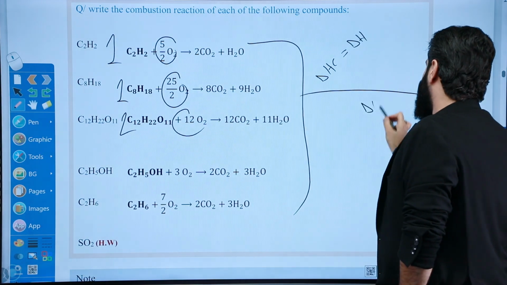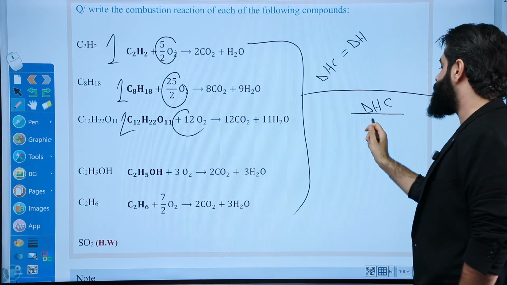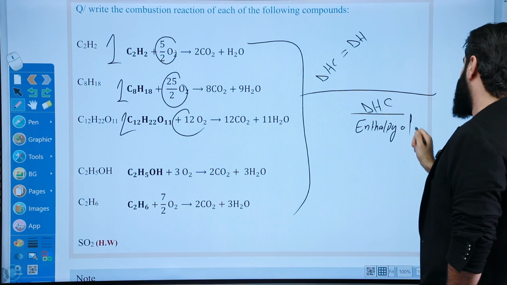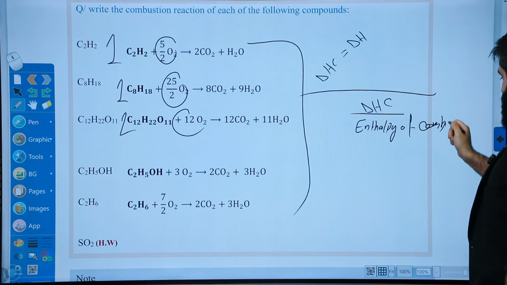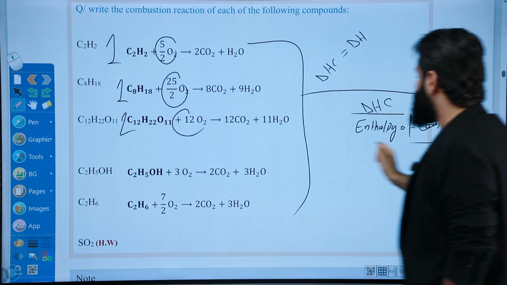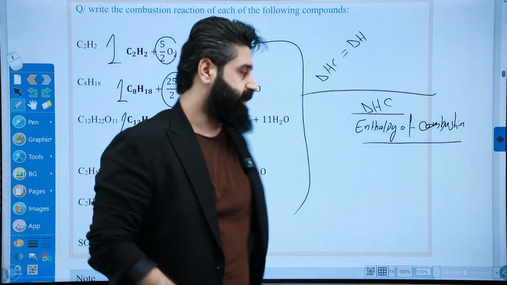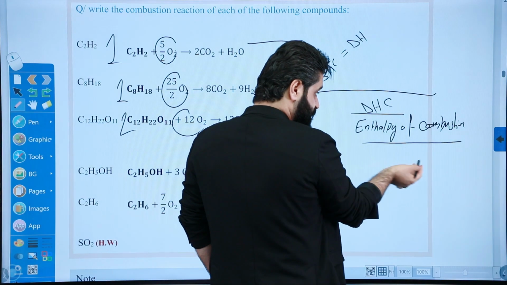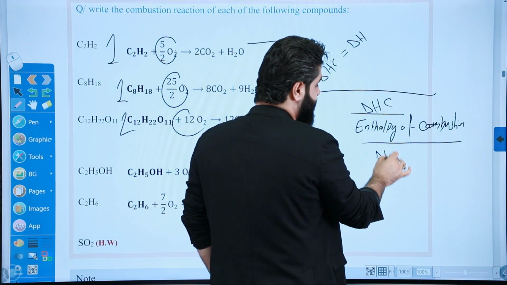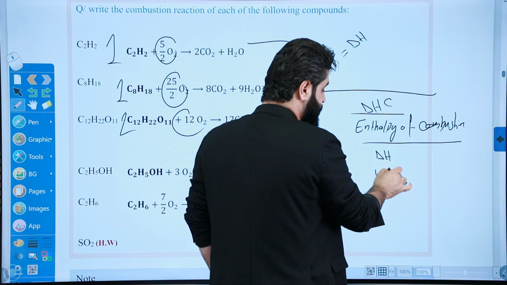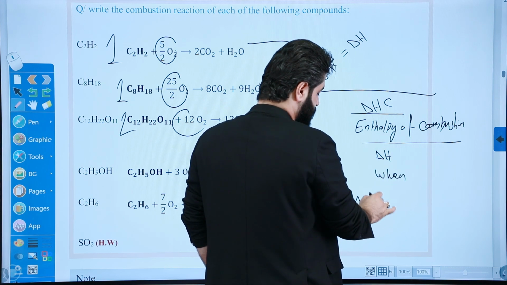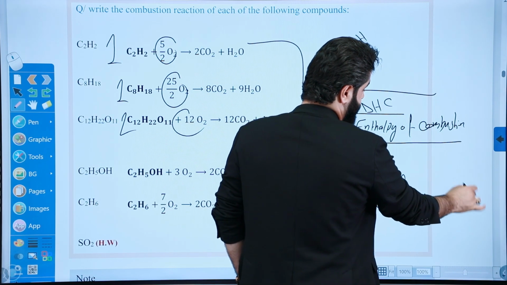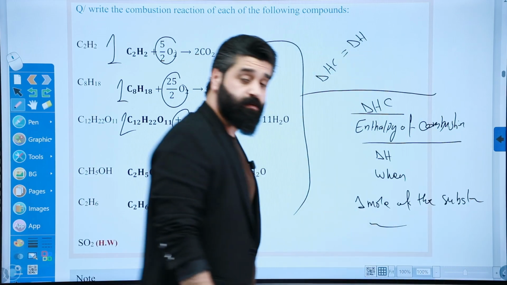So what is delta Hc? Delta Hc stands for the enthalpy of combustion. If somebody asked you to explain delta Hc in the simplest way, just say delta Hc is the enthalpy change. What is enthalpy of combustion? That is delta H when 1 mole of the substance is combusted. That's all. Done.